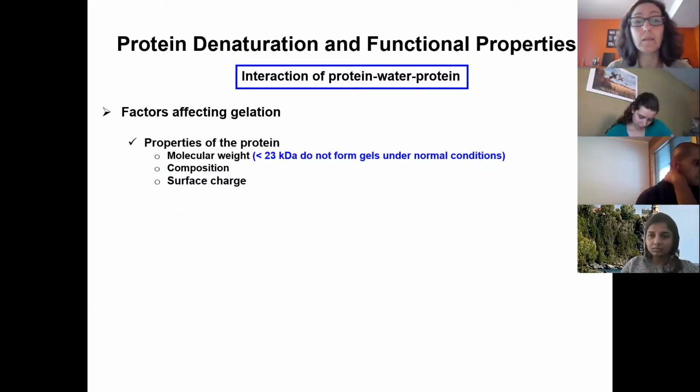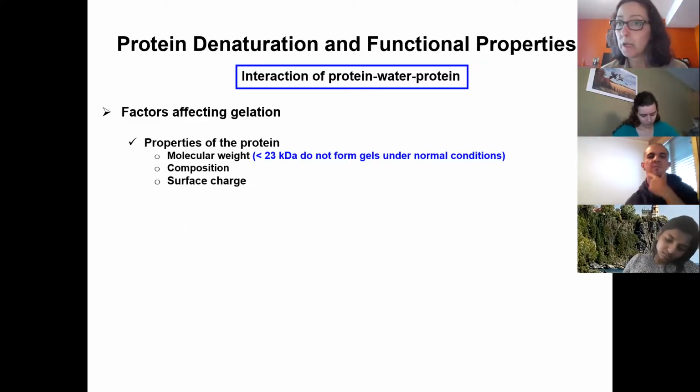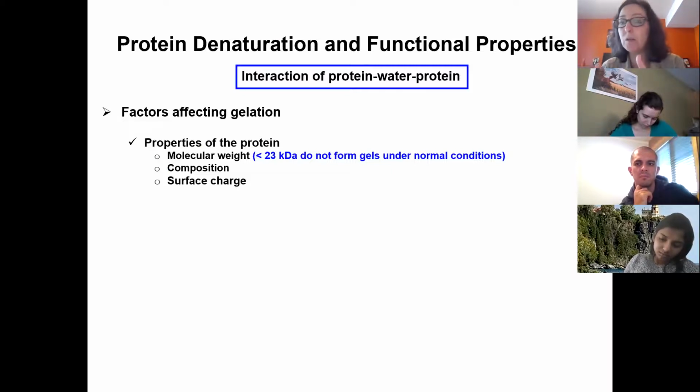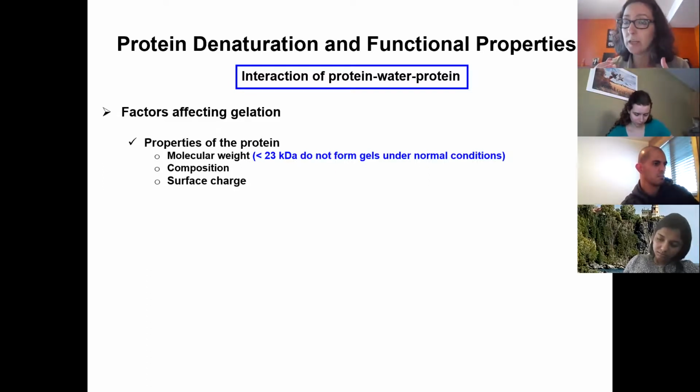The properties that influence gel formation, or factors that affect gelation, include properties of the protein. So we talked about molecular weight. Small molecular weight proteins don't necessarily form a gel unless you induce it somehow. So whey protein is small, about 14 to 18 kilodaltons between the alpha-lactalbumin and beta-lactoglobulin. But the denaturation and the free sulfhydryl group that is present in beta-lactoglobulin allows the formation of a stable matrix.